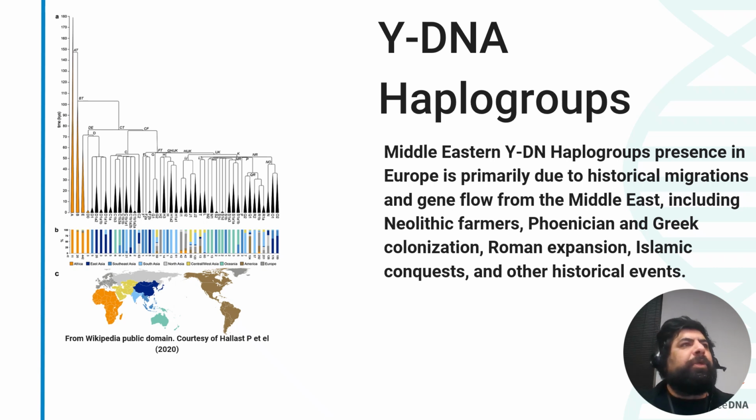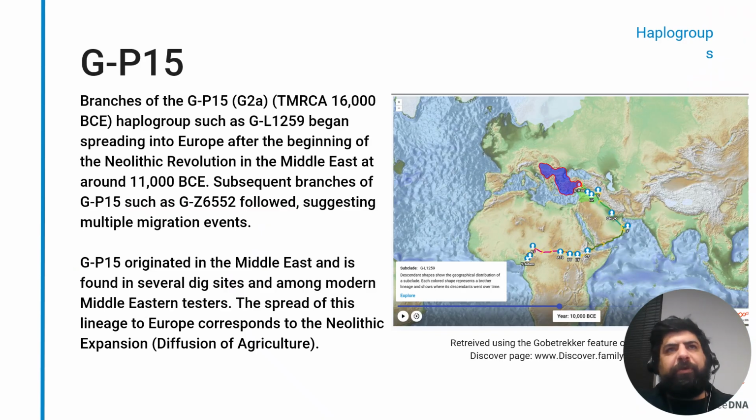But our concern here is the examples I have taken, and I've started with more or less the oldest examples that I could find. For example, GP15, which is one of the G haplogroup branches, is estimated to have originated in the Fertile Crescent and diffused from Anatolia during the Neolithic agricultural expansion into Southern Europe, Eastern Europe, and then into other regions of Europe.